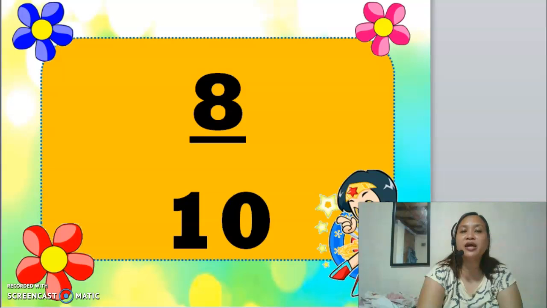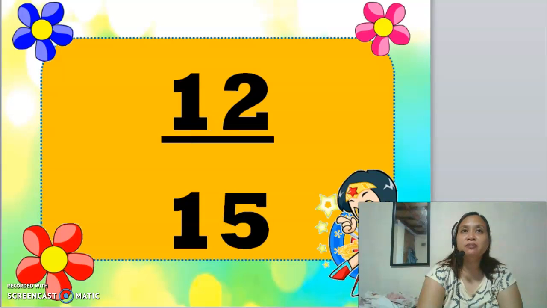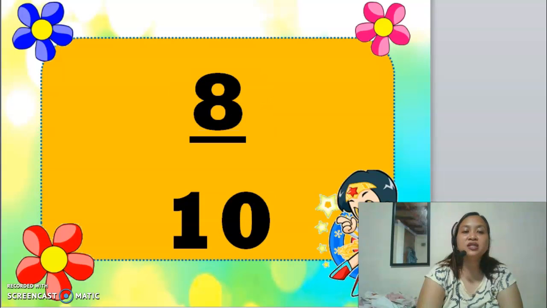Let's proceed to the next one. Try it on your paper now. We have 12/15. Think of a number that is a factor of 12 and also a factor of 15. Do you have the number? Yes, we have 3. 12 divided by 3 equals 4. 15 divided by 3 equals 5. So that is 4/5. Let's try the next one. Yes, we already got the answer.